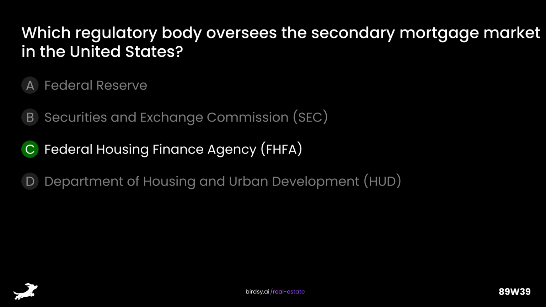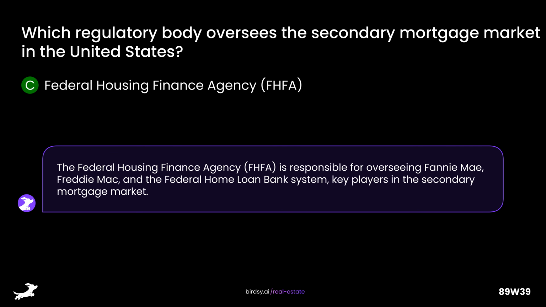The answer is C, Federal Housing Finance Agency. The Federal Housing Finance Agency is responsible for overseeing Fannie Mae, Freddie Mac, and the Federal Home Loan Bank system, key players in the secondary mortgage market.